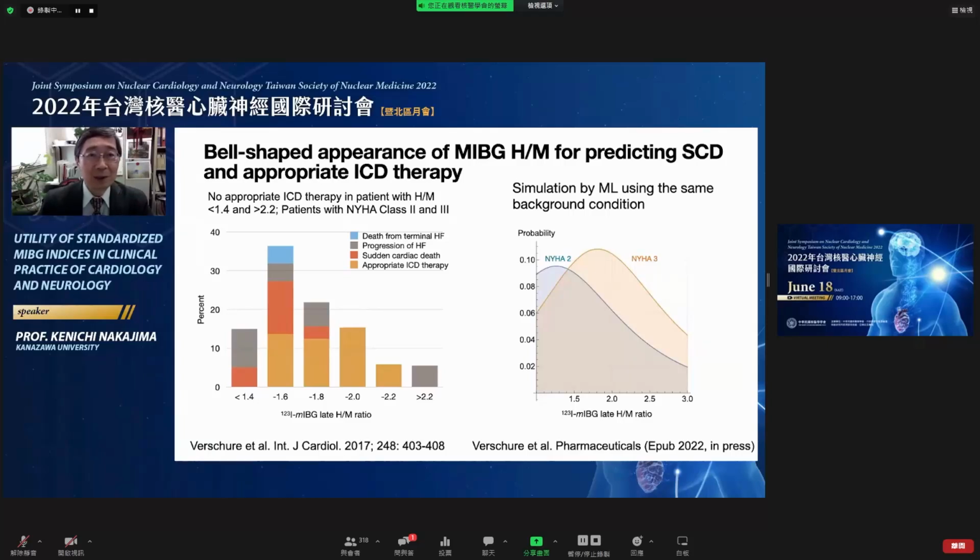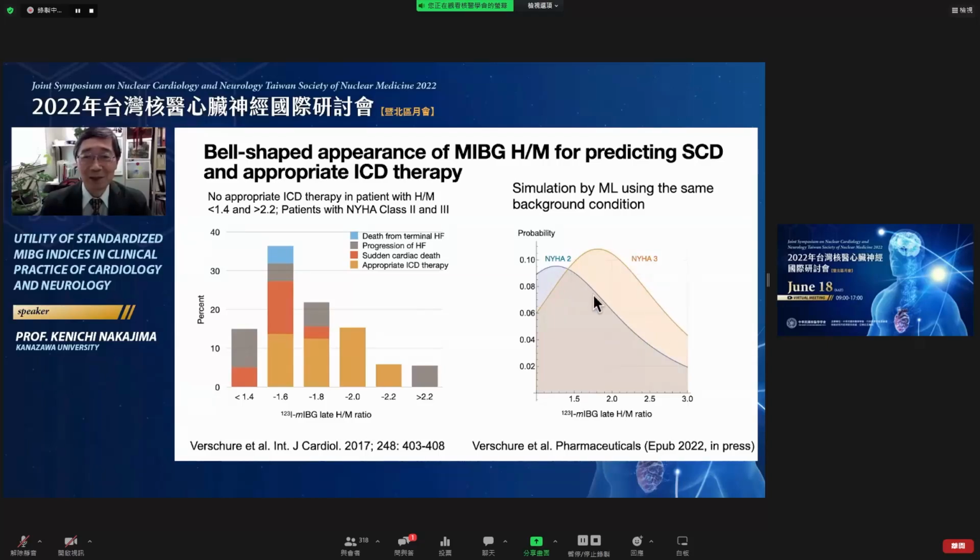A bell-shaped relationship between the MIBG H2M ratio and the event rate has been noted in some studies, and it's from Amsterdam University. We can see that sudden cardiac death and appropriate ICD therapy are shown here, like this. So I calculated a similar condition based on a similar machine learning model here.